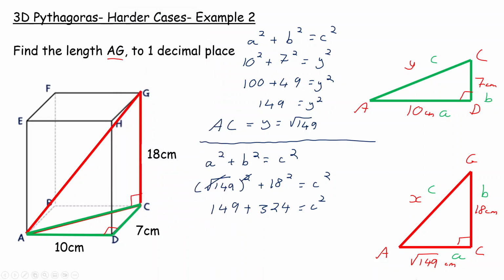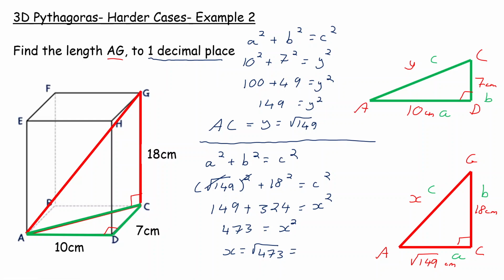Okay, so we've got 473 is equal to C squared, where C is my missing side, X. So I should really put X squared in it. So 473 is equal to X squared. Now X is going to be equal to the root of 473. And the question is saying give your answer to 1 decimal place. So now I've got to go and put this in my calculator.